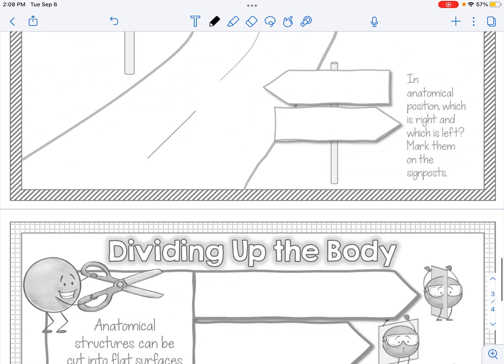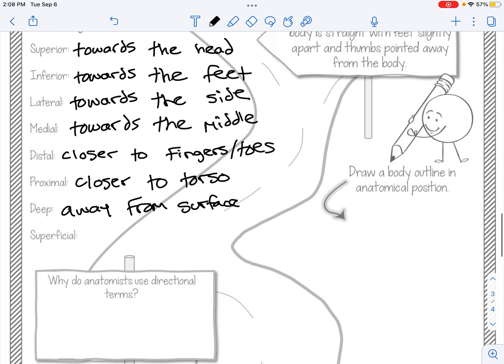Whoa, hang on, sorry. My whole page just scrolled. Notability's having a day.